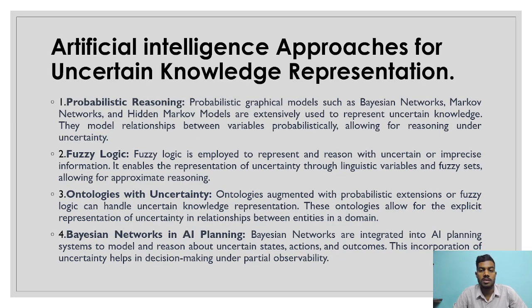Artificial intelligence approaches for uncertain knowledge representation. The first one is probabilistic reasoning. Probabilistic graphical models such as Bayesian networks, Markov networks, and hidden Markov models are extensively used to represent uncertain knowledge. They model relationships between variables probabilistically, allowing for reasoning under uncertainty.